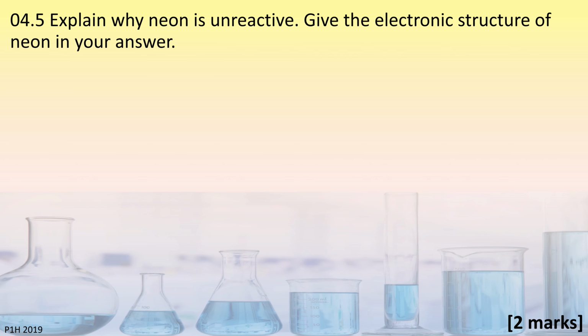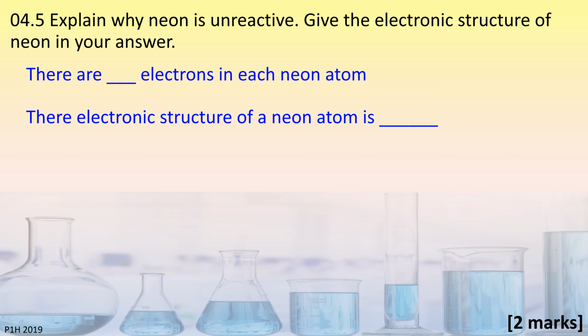Let's try and address the question now. There's a few gaps for you to fill in. There are how many electrons in each neon atom? The electronic structure or the electron configuration of a neon atom is, and neon atoms have a of. So see if you can fill out those gaps.